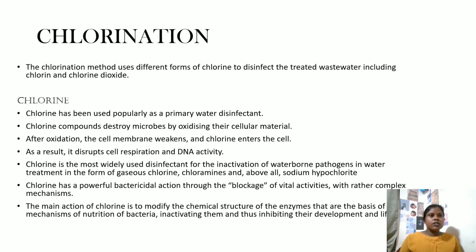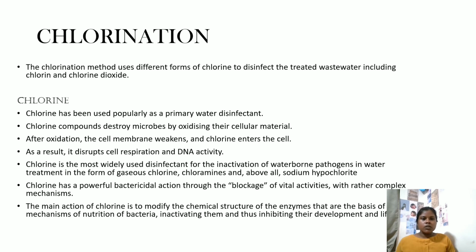Ozonization and chlorination are the main methods used in chemical disinfection. Chlorination includes both chlorine and chlorine dioxide. Chlorine is the most popularly used primary water disinfectant, and the chlorine compound destroys microbes by oxidizing their cellular material.